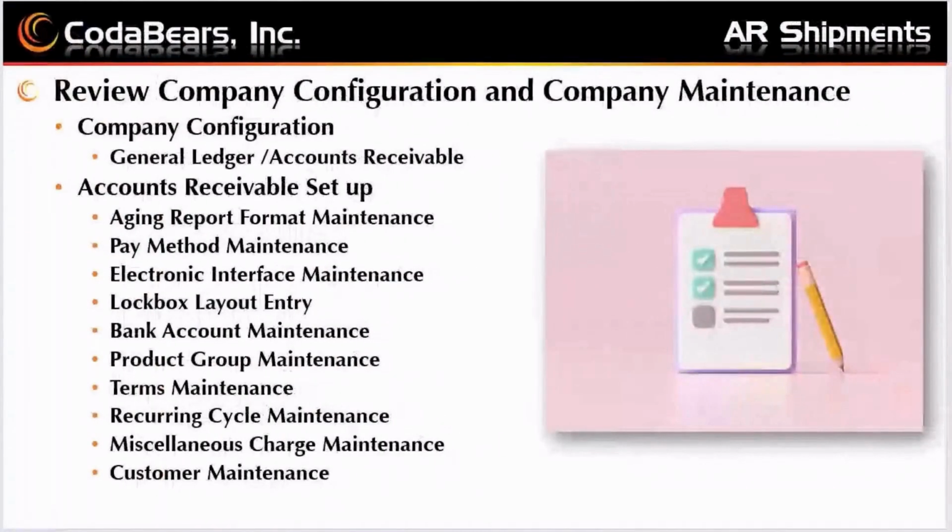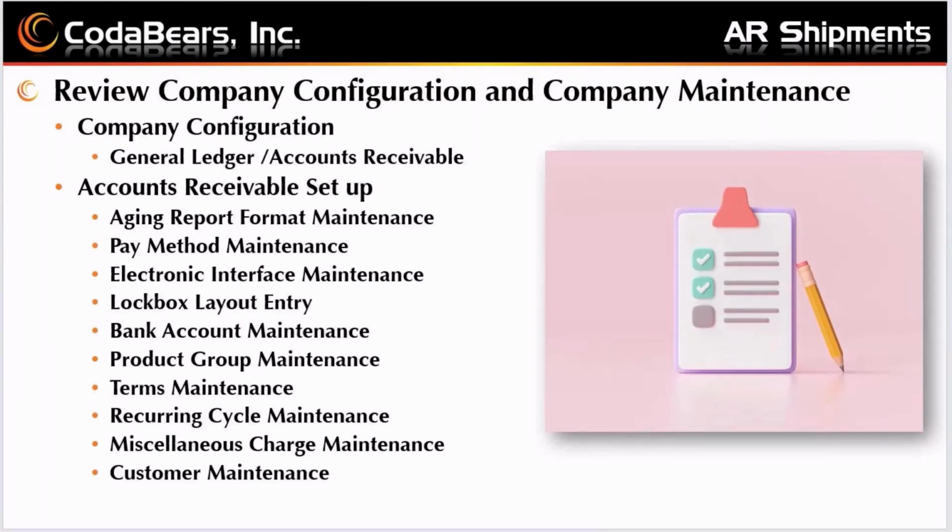The first thing you want to do on your accounts receivable shipments is make sure that you review your company configuration. For example, on company configuration, there are several settings under the General Ledger accounts receivable that will impact what you see and what happens with your receivables as you invoice.